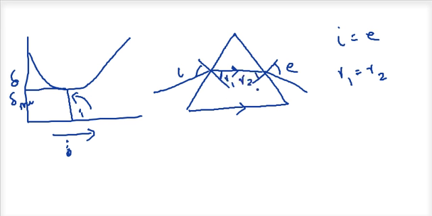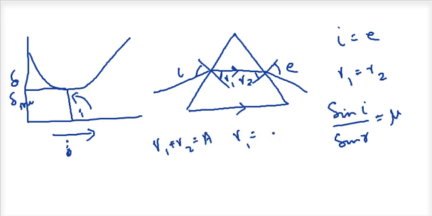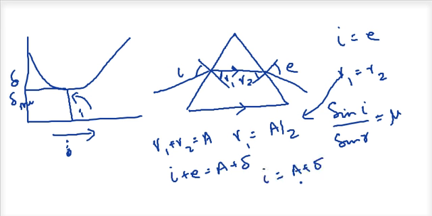If you are worried about why R1 should be equal to R2, I have that sin I by sin R is equal to mu. So from here I am able to say that R1 is equal to R2. So if R1 is equal to R2 and sin I by sin R is equal to mu, then I can go back and say that look, I have R1 plus R2 is equal to A. So R1 is equal to A by 2, because R1 is equal to R2. Similarly, I plus E is equal to A plus deviation. So from there I can say I is equal to A plus deviation by 2.